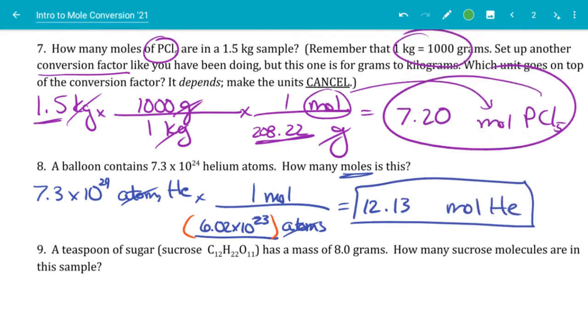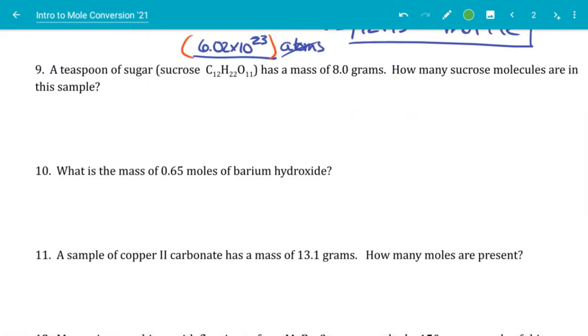Next, let's try a greenie. A teaspoon of sugar, which is sucrose, has a mass of 8 grams.